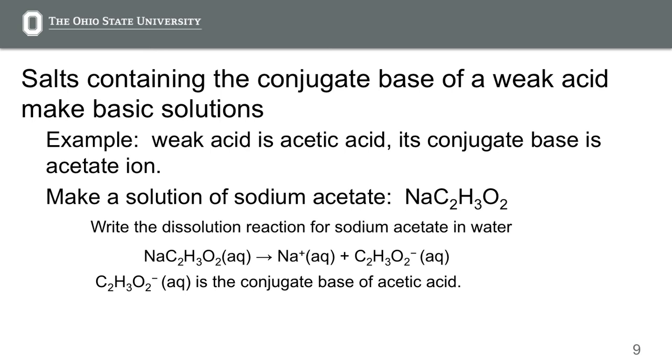Let me just figure out where we are on the slide again. So we've made a solution of sodium acetate. We've completely dissociated the acetate and the sodium from the salt. And now we're left with sodium ion and acetate ion. Acetate ion is the conjugate base of acetic acid, right? So that's a weak acid. Now we have our anion, right? We want to see will it react with H+.